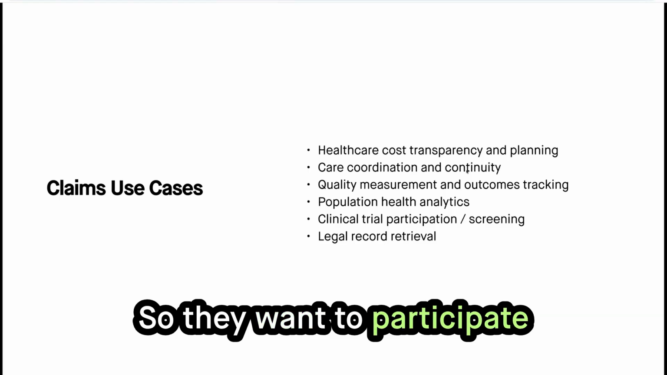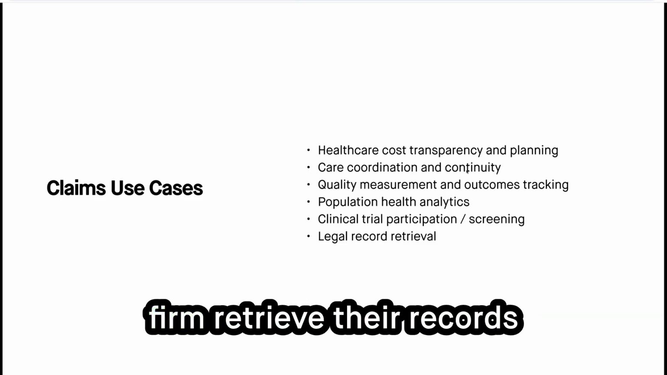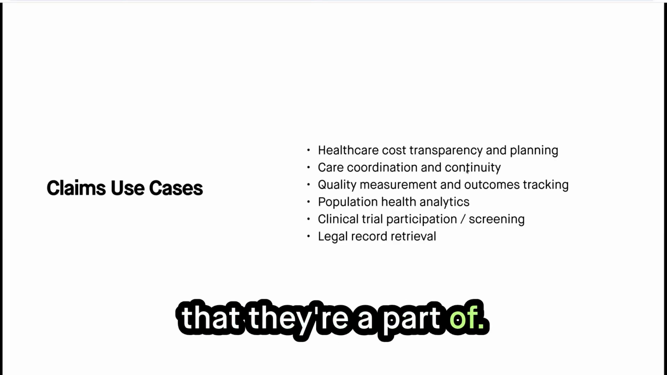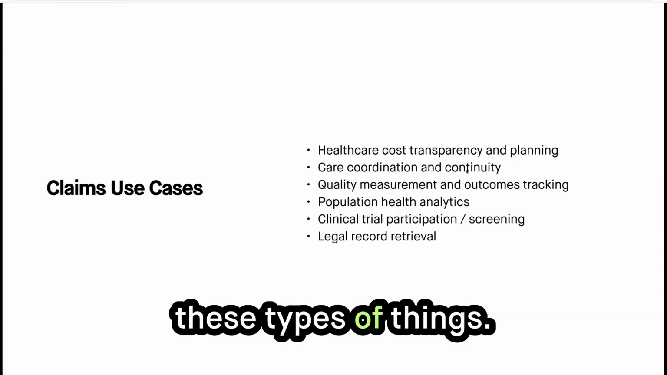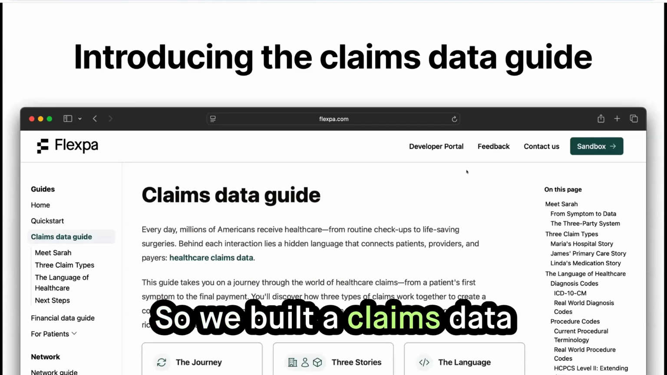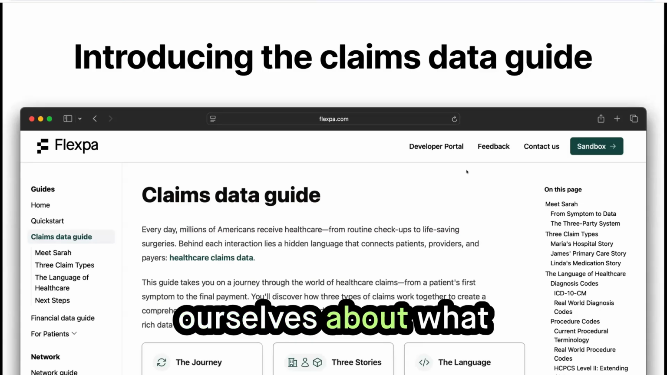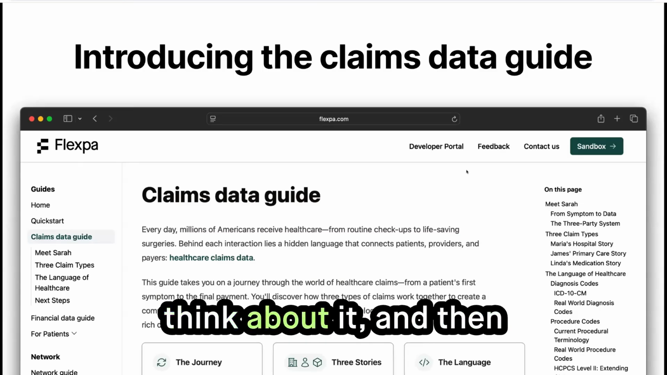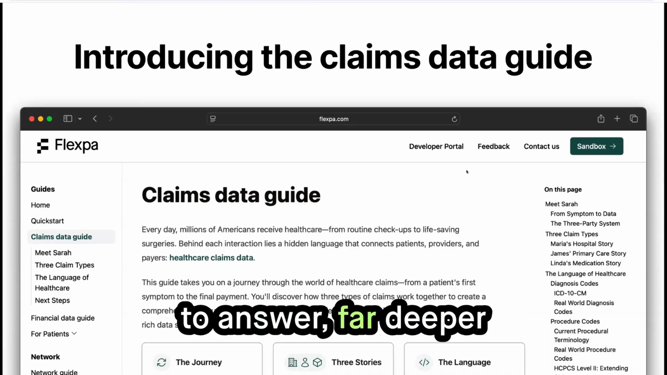So they want to participate in a clinical trial. They want to help the law firm retrieve their records for the legal settlement that they're a part of. Claims data is extremely useful for these types of things. So we built a claims data guide from scratch, a little bit, again, to educate ourselves about what the heck claims data is and what's in it, how to think about it, and then also to prepare ourselves to answer far deeper questions about it.